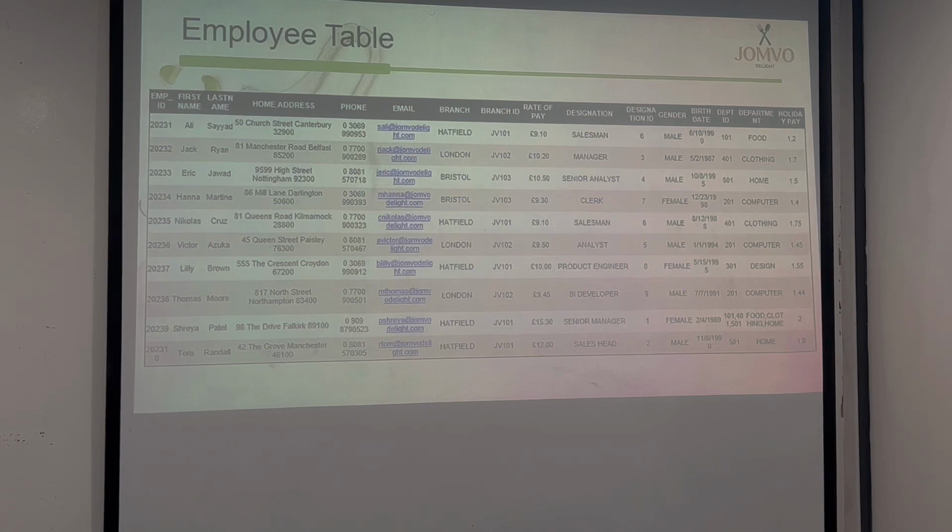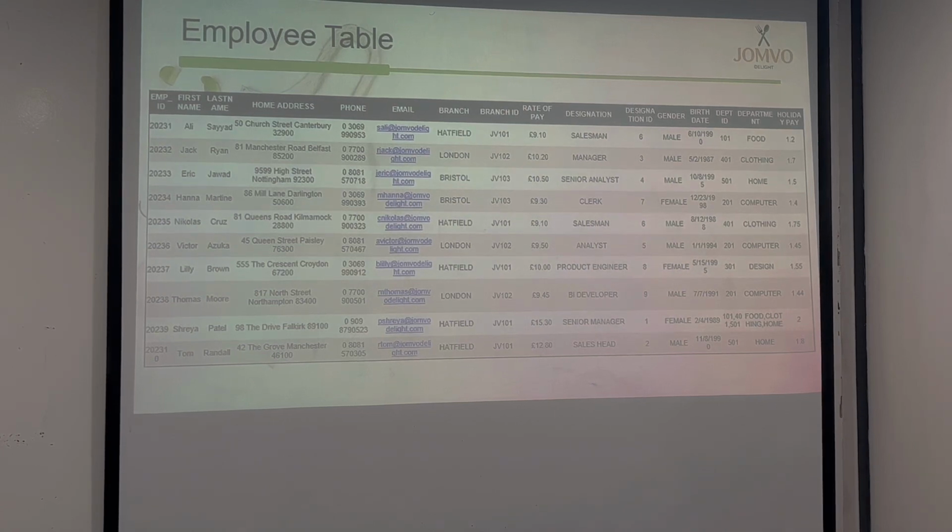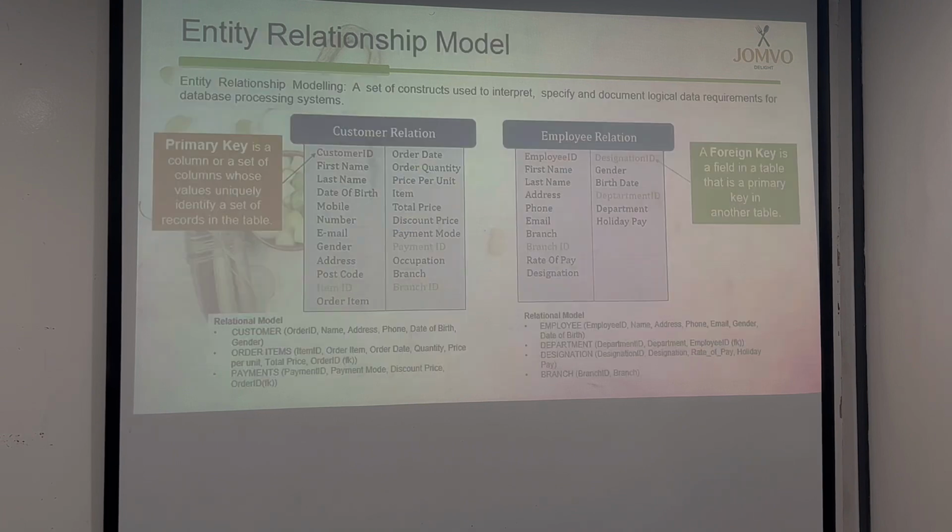In the employee table, same as the customer table, we are tracking the records of the employees. We have employee ID, employee's personal details, designation, gender of the employee, as well as department ID and the holiday pay. Okay, and on the next slide I'm going to talk about the entity relationship model.